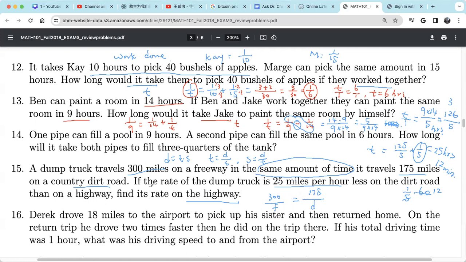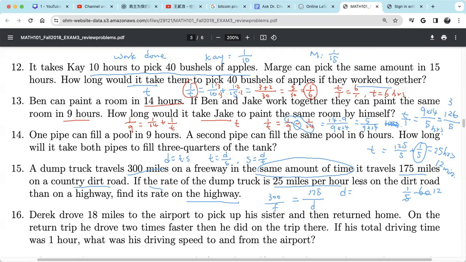Now, we have an extra condition because we have 2 variables now, only 1 equation. So we need to have another equation. It says the rate of the dump truck, basically the speed of the dump truck, is 25 miles per hour less. What does it mean? So that means D, remember D is the speed the truck travels on the dirt road.